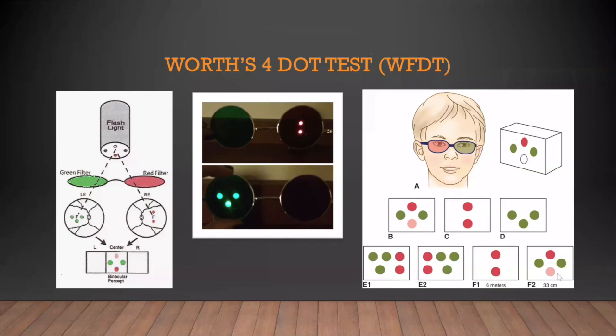And this F1 and F2, can anyone guess? This is like brownie points. If anyone can guess. F1, which is at 6 meters, is showing 2 red dots. And F2 at 33 centimeters is showing 4 dots.